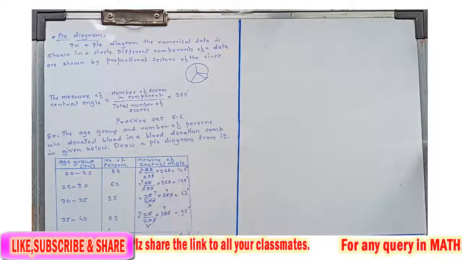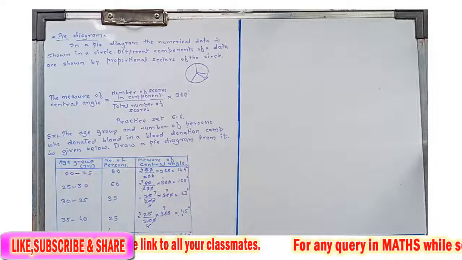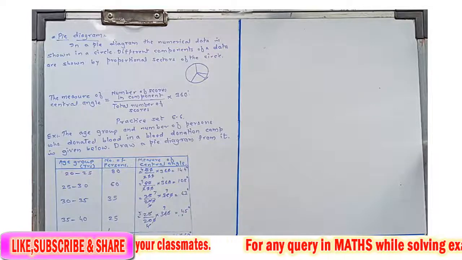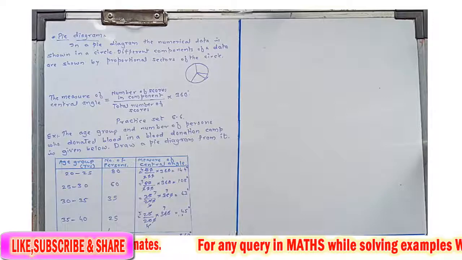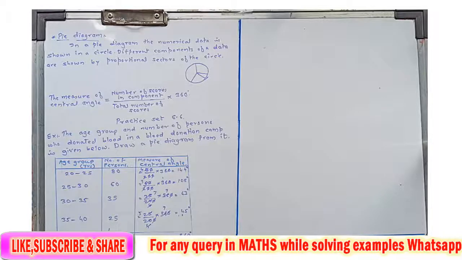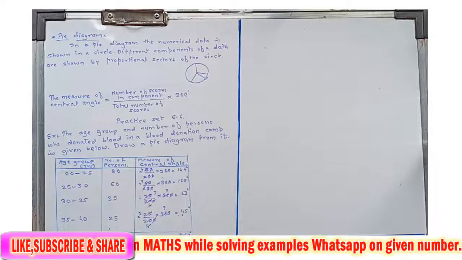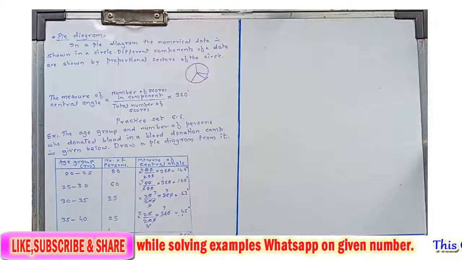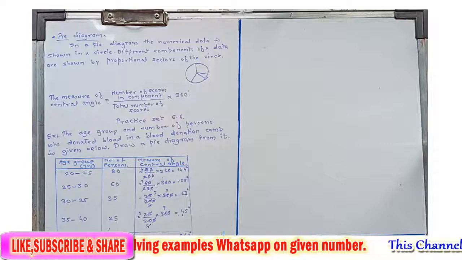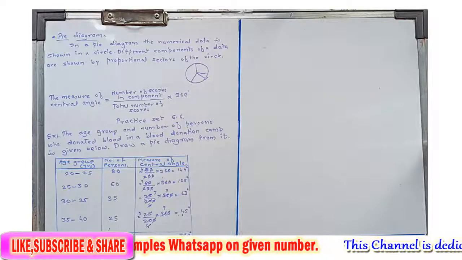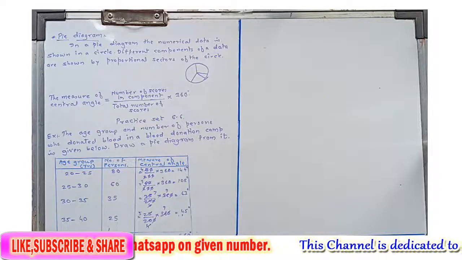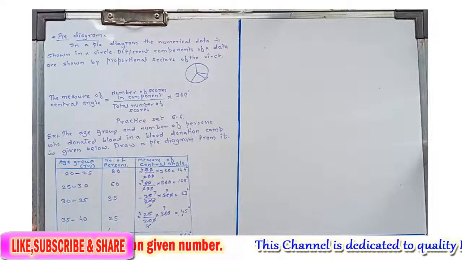This addition, or the sum of the measures of central angles, must be equal to 360 degrees. If it is less than 360 or greater than 360, then your table is wrong. It must always be equal to 360 degrees, because the measure of the total circle is 360, and we have to divide that circle into these different components.